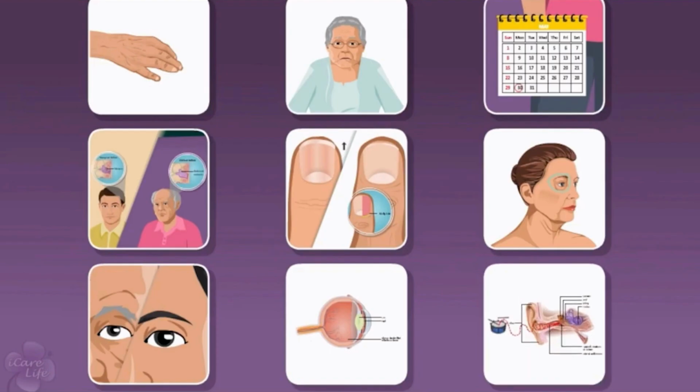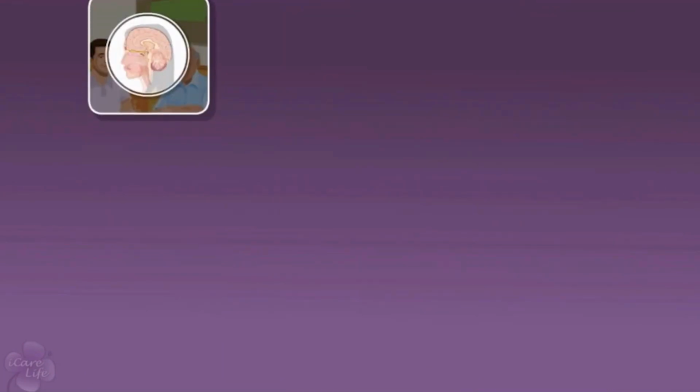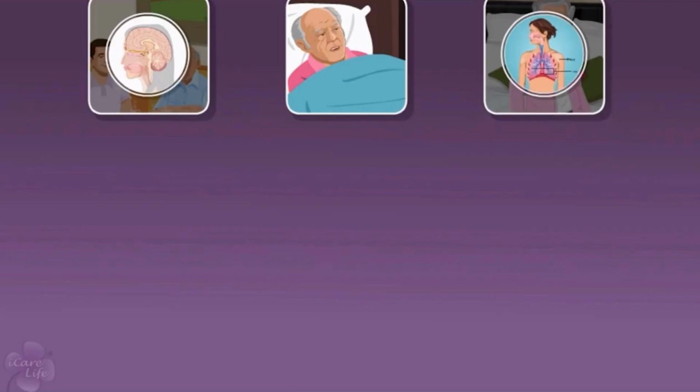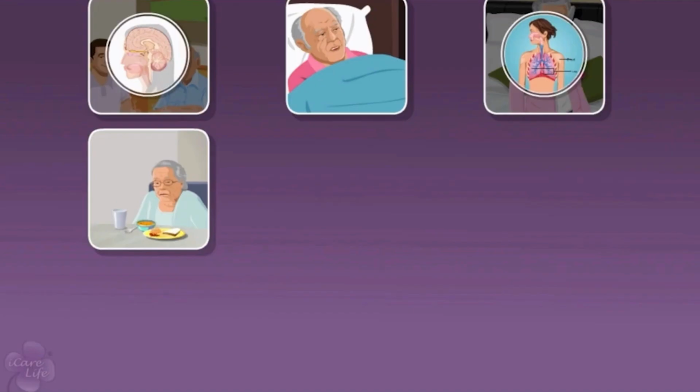The hearing abilities reduce gradually. The sense of smell declines. The person may increasingly breathe from the mouth while sleeping. The efficiency in ventilation and gas exchange reduces. The person may lose teeth and their sense of taste may decline, in turn causing loss of appetite and nutrition.